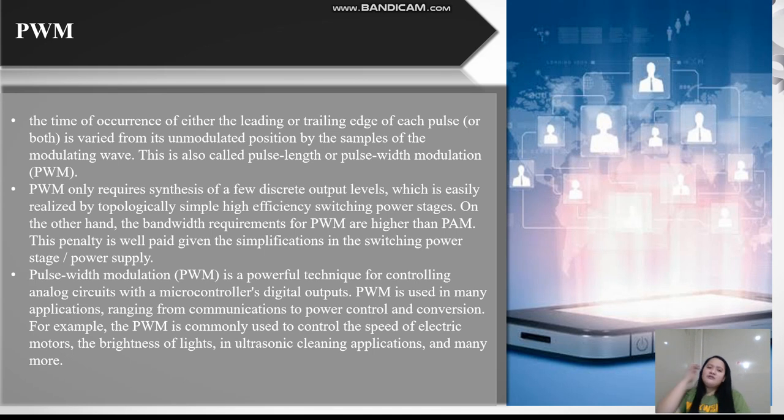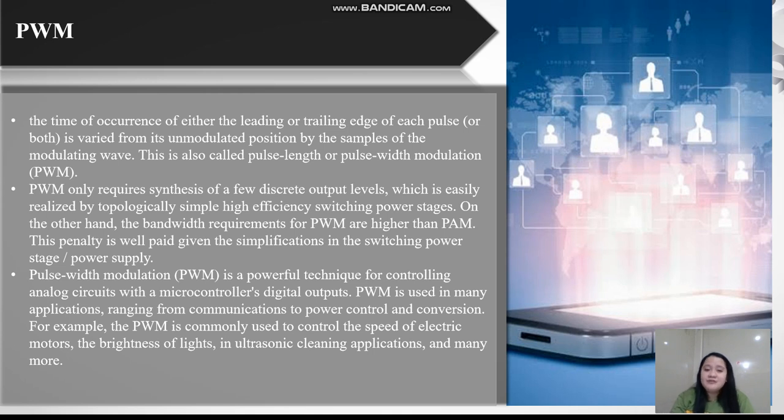So what is PWM? It is the time of occurrence of either the leading or trailing edge of each pulse is varied from unmodulated position by the samples of the modulating wave. PWM only requires synthesis of a few discrete output levels, which is easily realized by topologically simple high-efficiency switching power stages. On the other hand, the bandwidth requirements for PWM are higher than PAM. This penalty is well paid given the simplification in the switching power stage or the power supply.